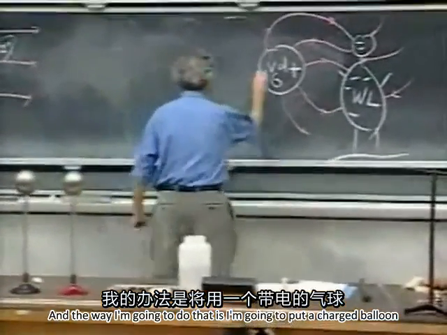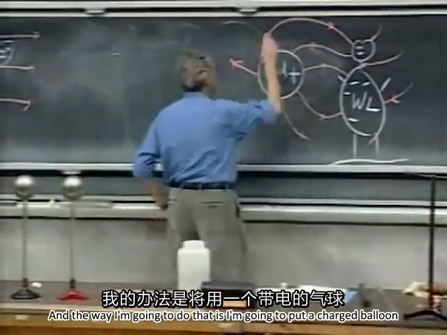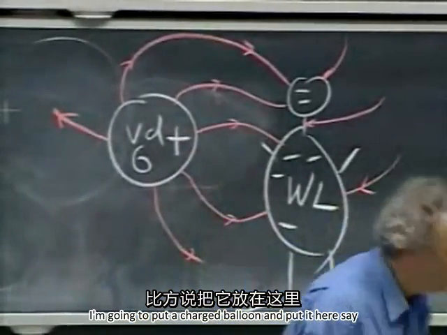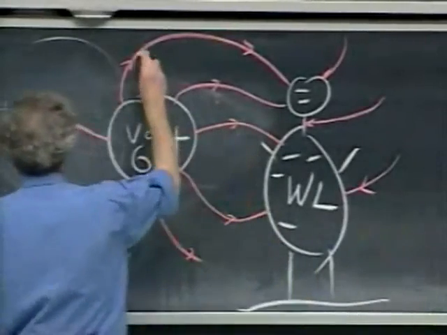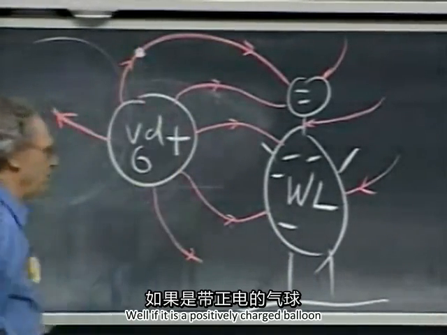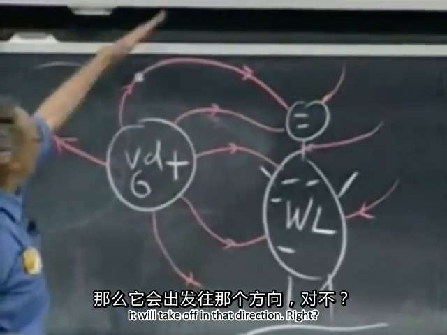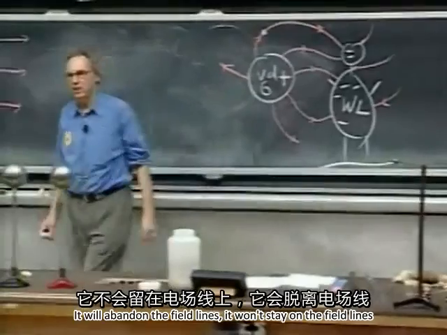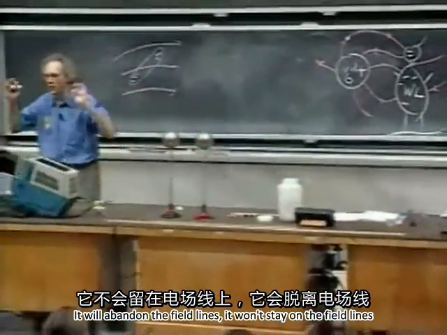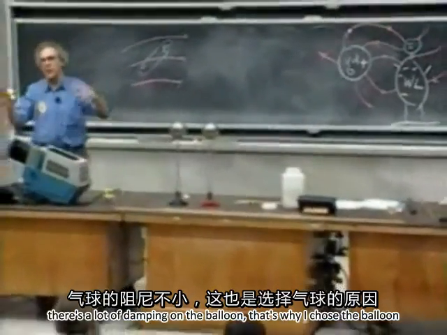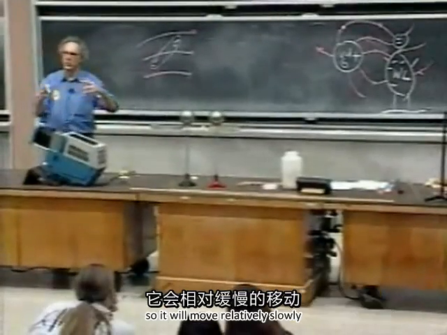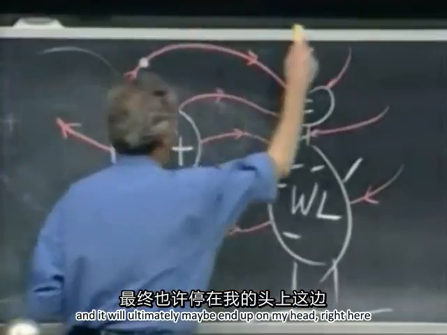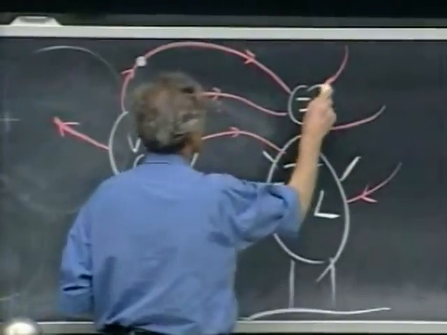And the way I'm going to do that is I'm going to put a charged balloon. There you see the balloon. It's a conductor. I'm going to put a charged balloon and put it here, say. Well, if it is a positively charged balloon, it will take off in that direction. Right? The force is always tangential to the field lines. It will abandon the field lines. It won't stay on the field lines. There's a lot of damping on the balloon. That's why I chose a balloon. So it will move relatively slowly, and it will ultimately maybe end up on my head right here.